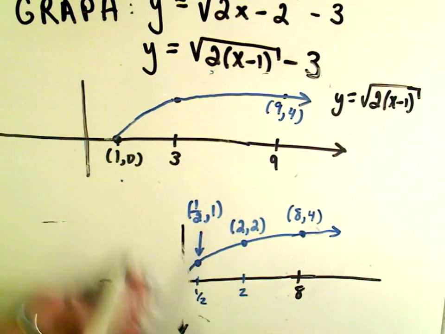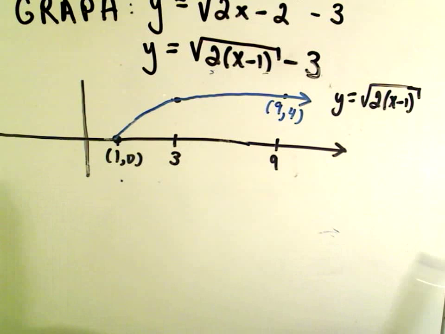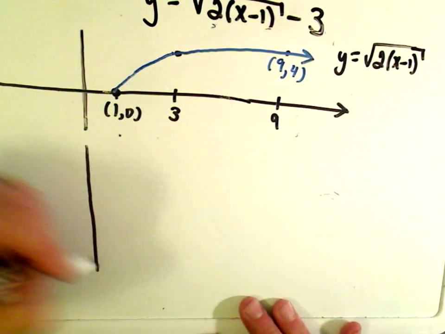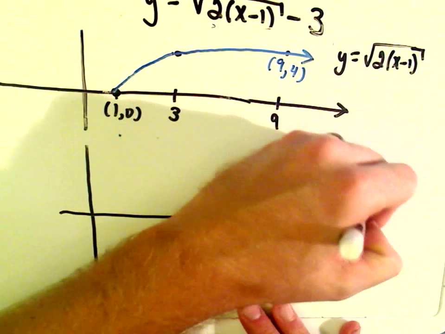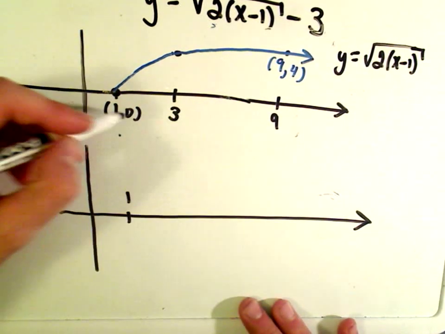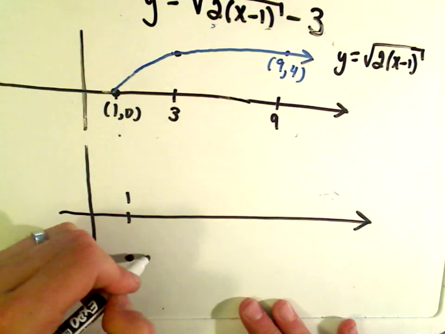Last but not least, we have to do the minus 3. So what does the minus 3 do to our graph? It's going to shift it all down 3 units. So instead of being at 1, 0, if I take that y coordinate and move it down, it'll now be down here at negative 3.